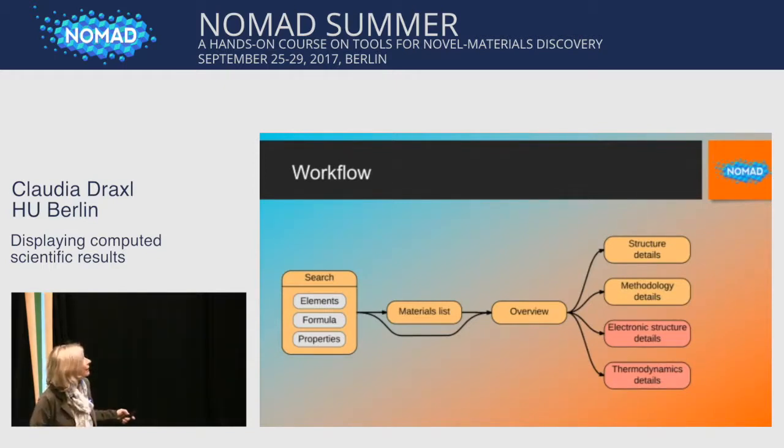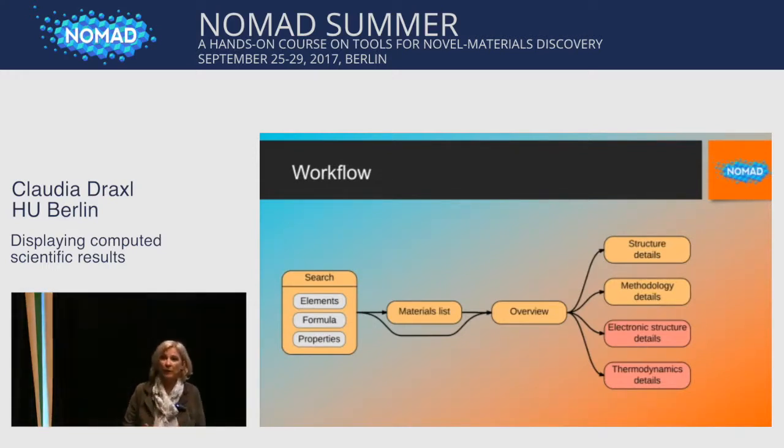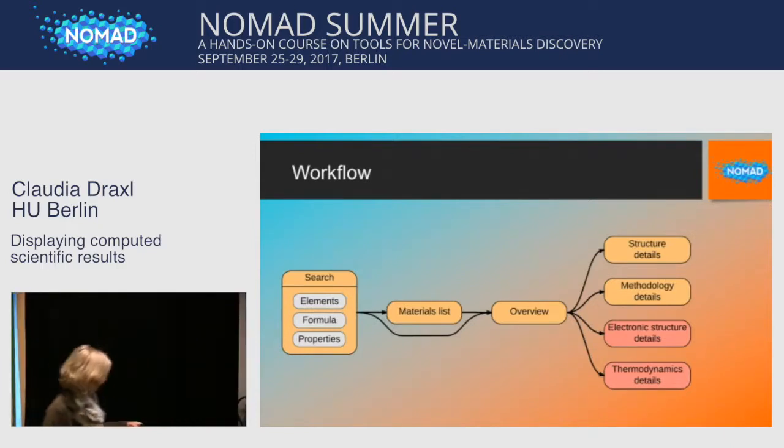And then you are getting an overview of the material you're interested in. And after this overview, then you can go into more details, because this overview tells you already what we know about the structure, something about the methodology, the electronic structure, and the thermodynamics. And in all these categories, you can go into more detail if you like.